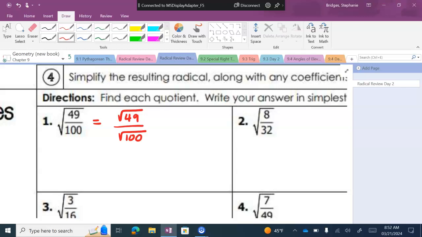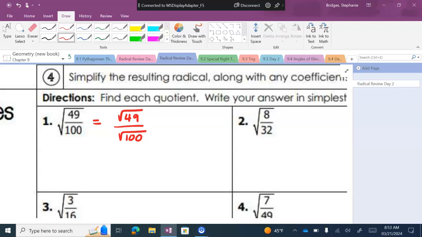Now, 49 and 100 are pretty large numbers, so what I can try to do is simplify them. And what I mean by that is, do 49 and 100 have anything in common that I could divide out? Like, are they both divisible by 2? Or are they both divisible by 5? Or anything like that? 49 and 100, do they look like they have anything in common? No. The next thing I'm going to look for is, are they both perfect squares? Can I get rid of the radicals by just listing perfect squares or simplifying perfect squares?